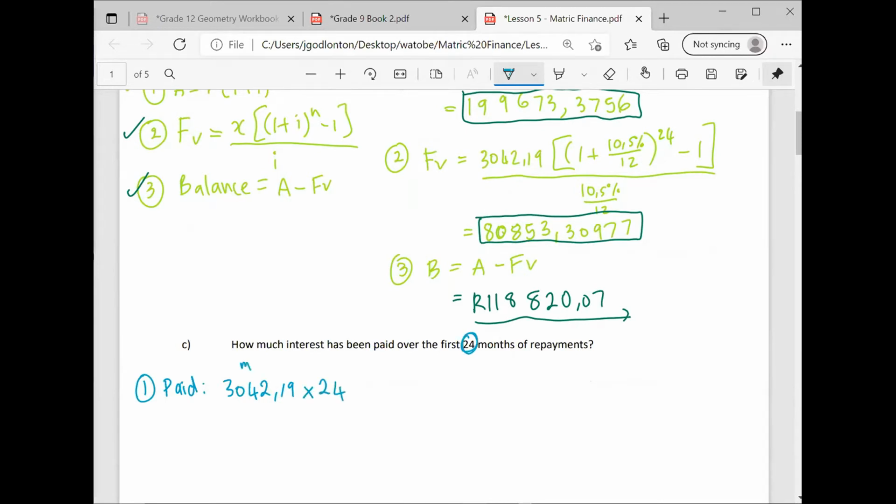Okay, so this is what I'm paying every month. And I've made 24 payments. And if we put that into our calculator, we get a total of 73012.56. So that is how much I have paid into this loan. Okay, so that's our first step.